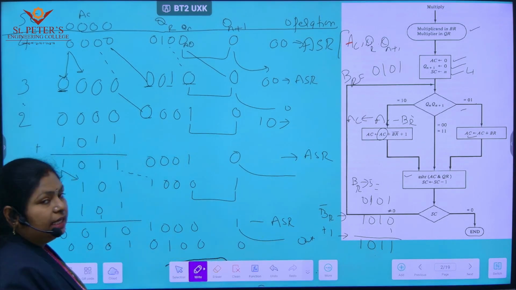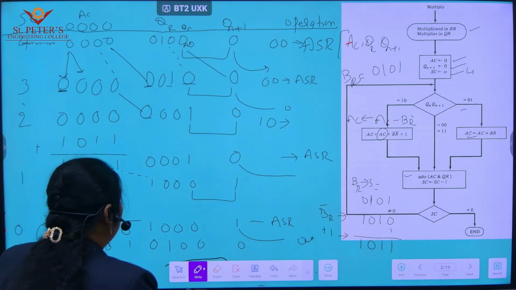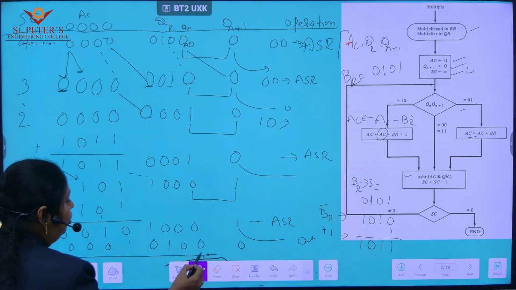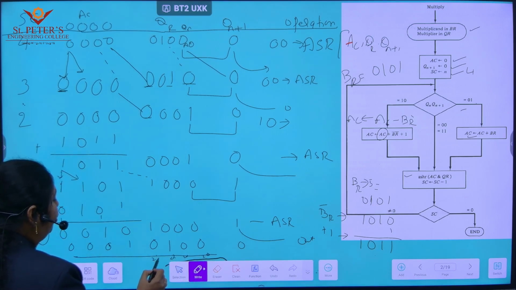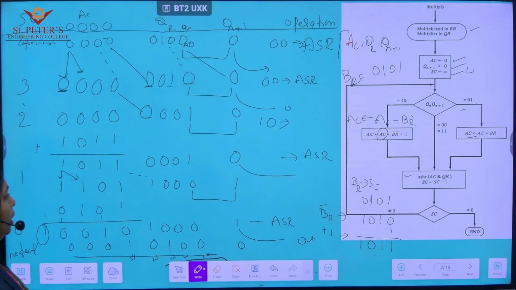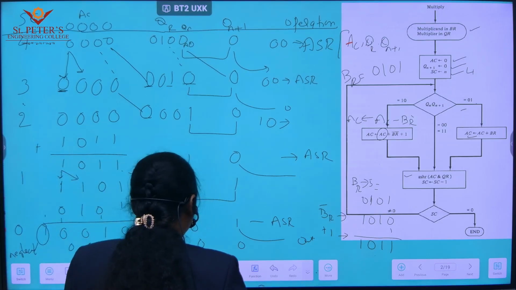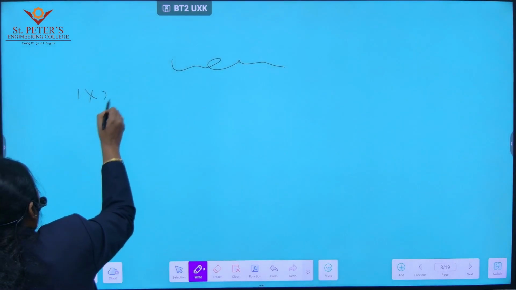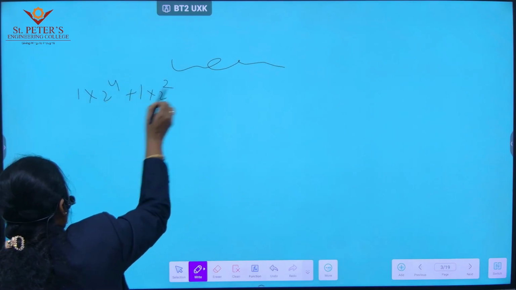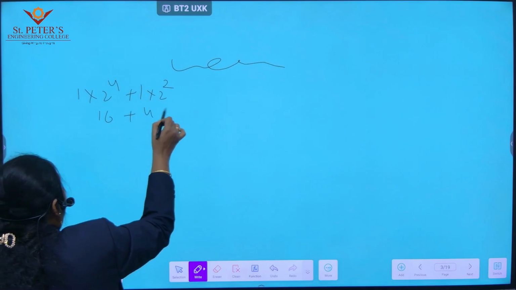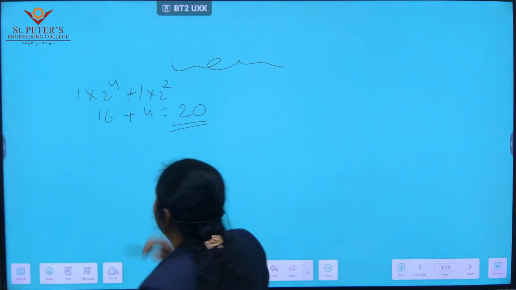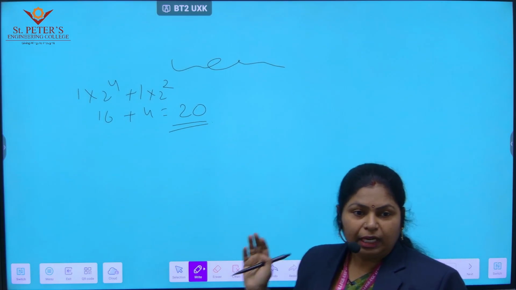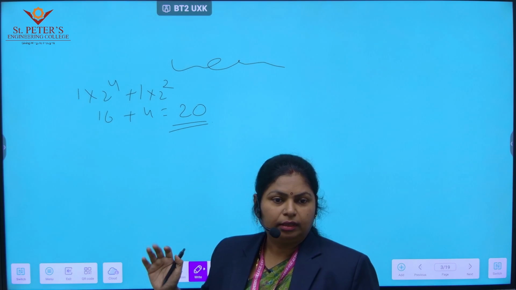So let us check the result, whether it is right or not. Here again we convert back into the decimal format. This is 2 power 0, this is 2 power 1, 2 power 2, 2 power 3, 2 power 4. So our result is 1 into 2 power 4 plus 1 into 2 power 2. This is 16, this is 4. Finally, we got 20. In this fashion, we are using the Booth algorithm for multiplication of the two numbers.